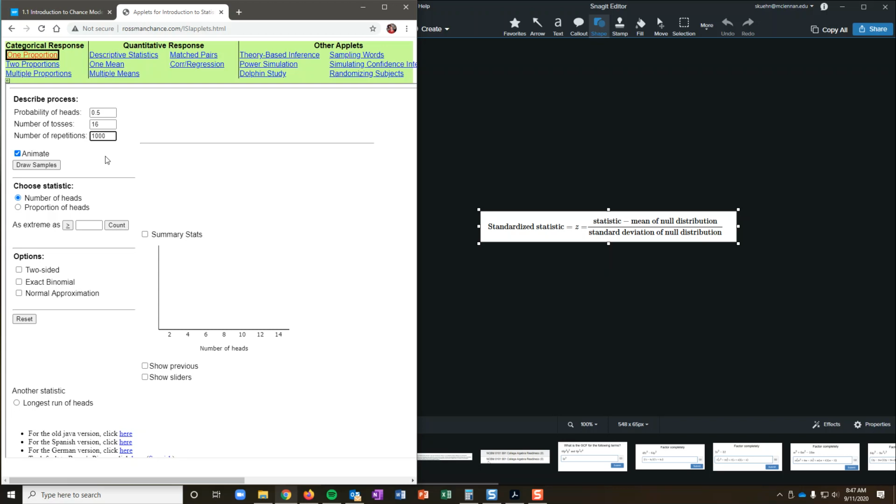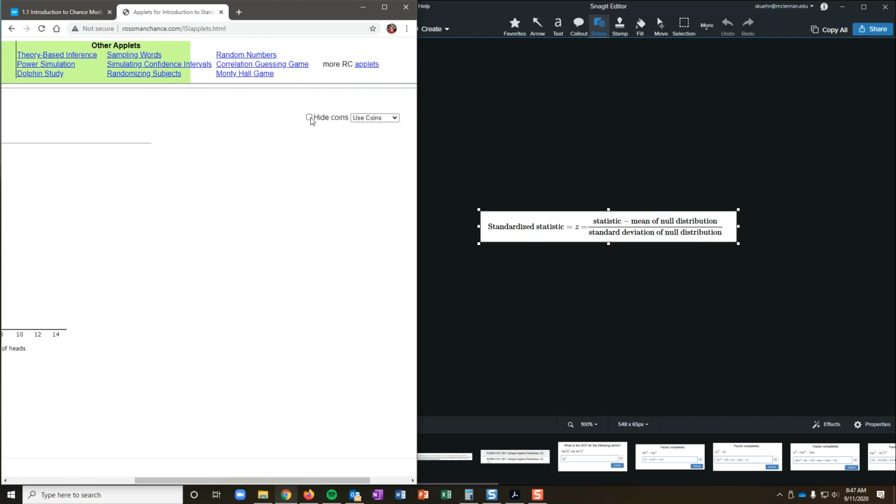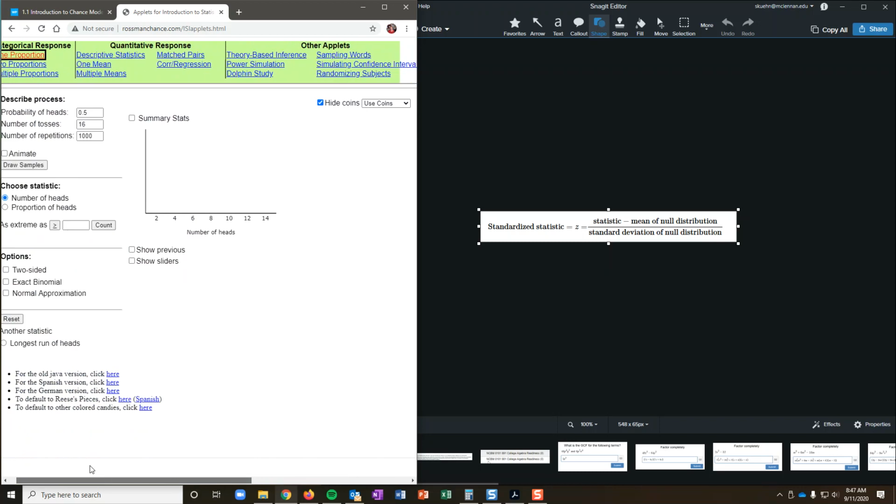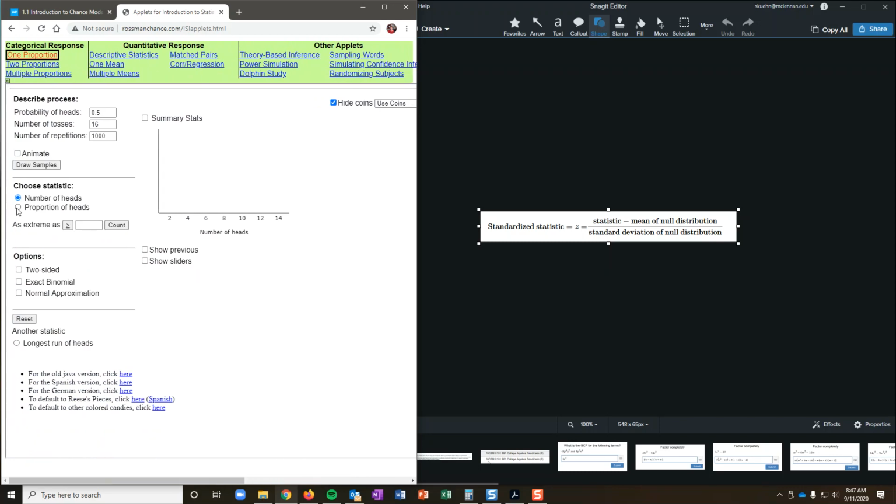Now, a couple of things I need to make sure are checked or unchecked in this applet. I don't want to animate it. I'm going to scroll over here and hide the coins because I don't want to see that anymore. And then I'm changing the number of heads to now be a proportion. Most often we are going to be looking at the proportion of things happening and not the actual number of events occurring. So I want this to change to proportion, and you'll notice that the scale on the axis here turned into decimal values and therefore proportional values as well.